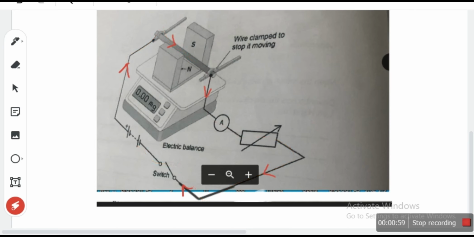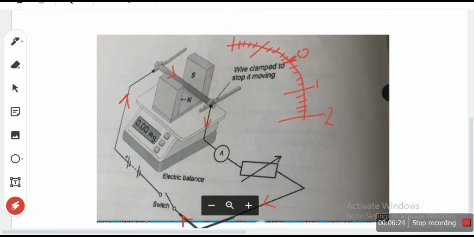I should have told you something. Okay, just take note of this before we talk about that. How will this thing move? Can we use our Fleming's left hand rule to predict? Can we? Let's see. Are you getting what I'm saying?